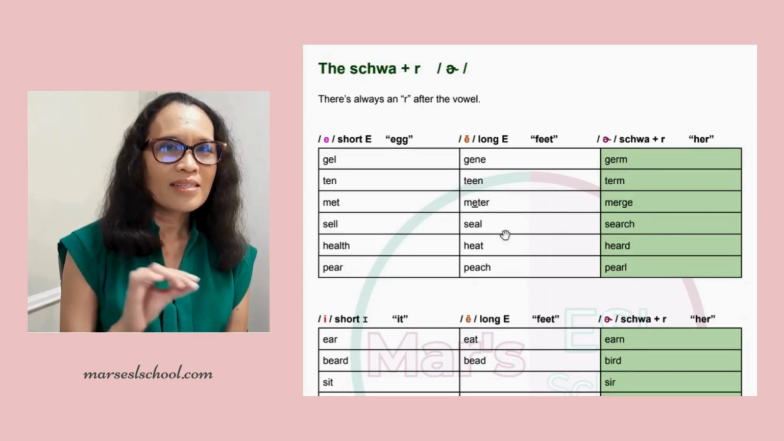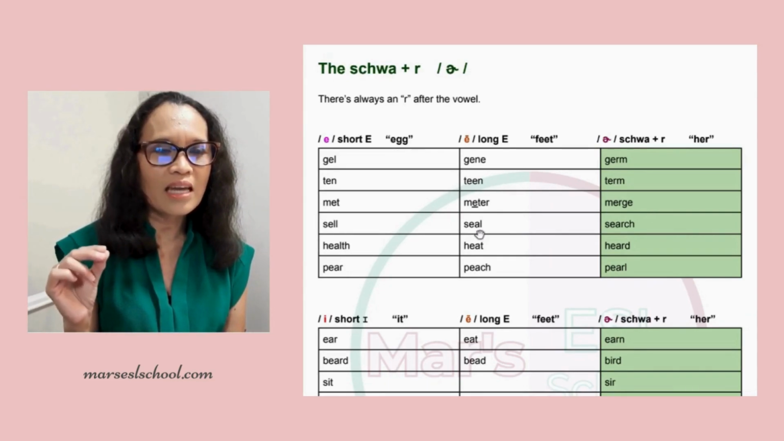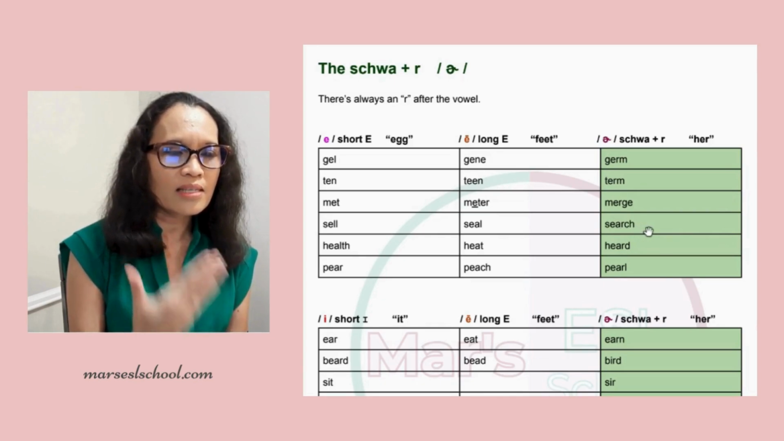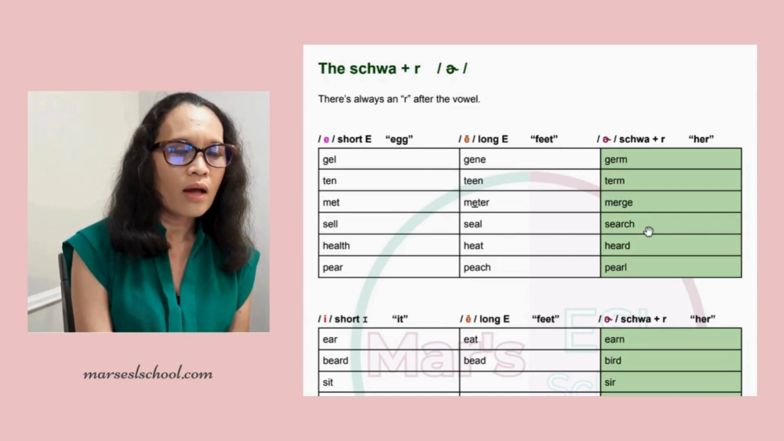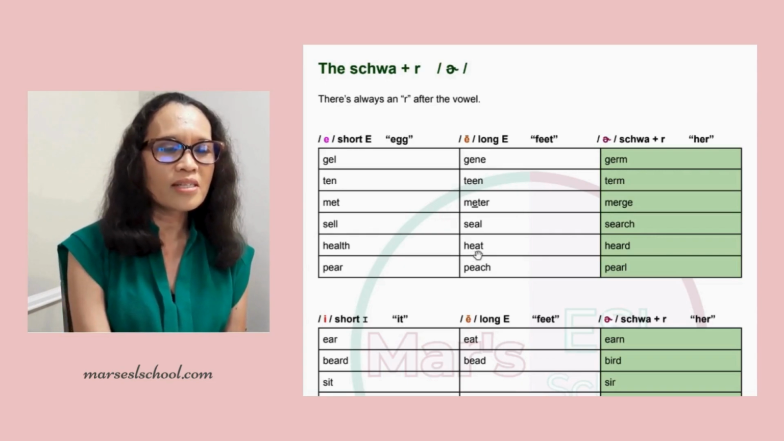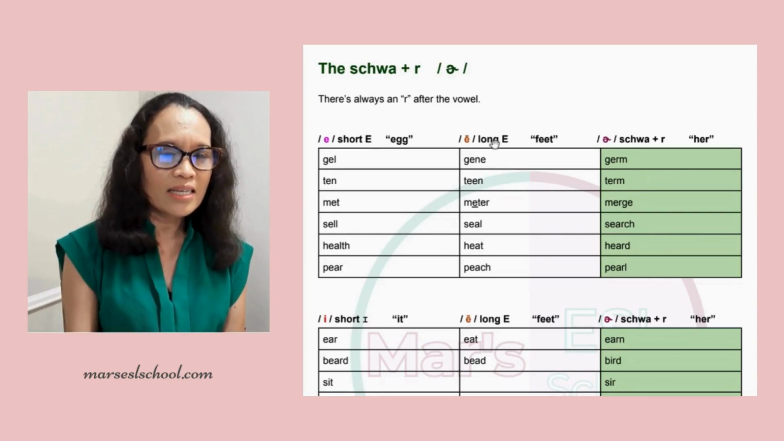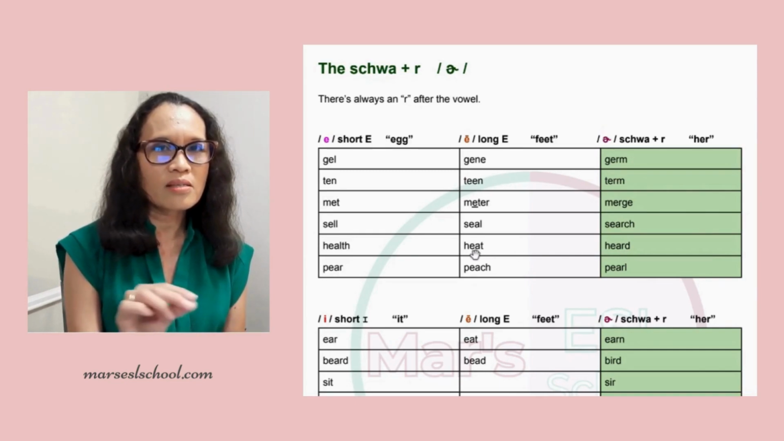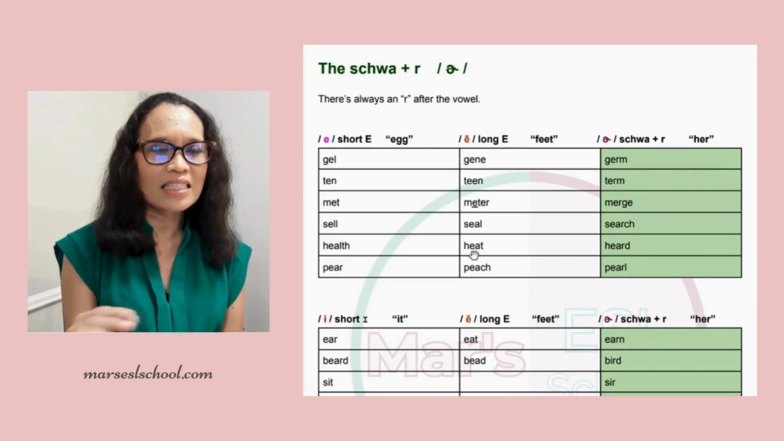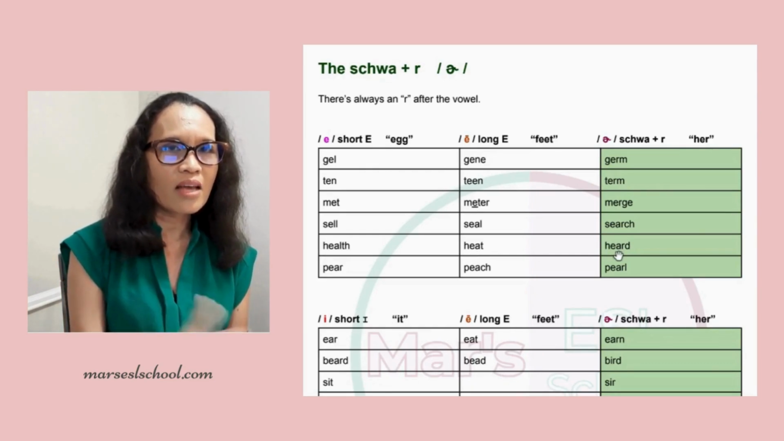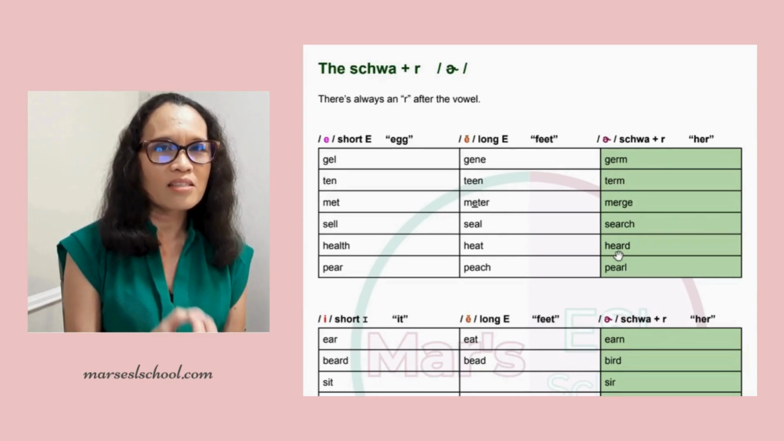So from seal with EA to search. So don't say seerch, because that's not accurate. And then another example, very similar spellings. We have EA again in the middle, but this first example has a long E sound. And over here we have the schwa+r. So this example is heat. Heat has EA in the middle, and heard also has the same vowel combination EA, but it has a schwa+r sound.